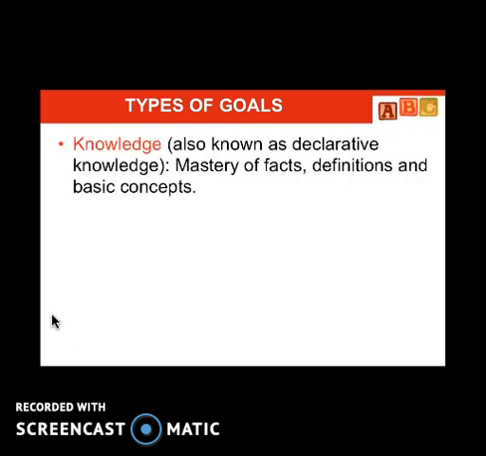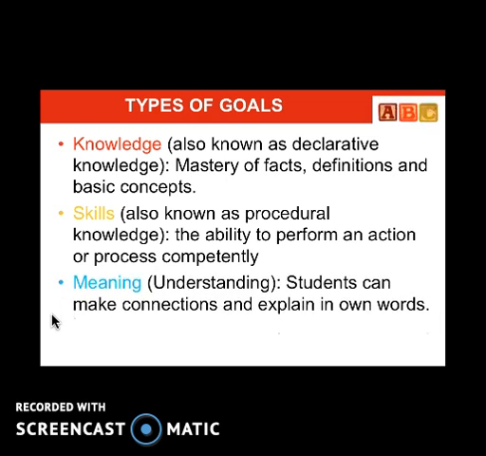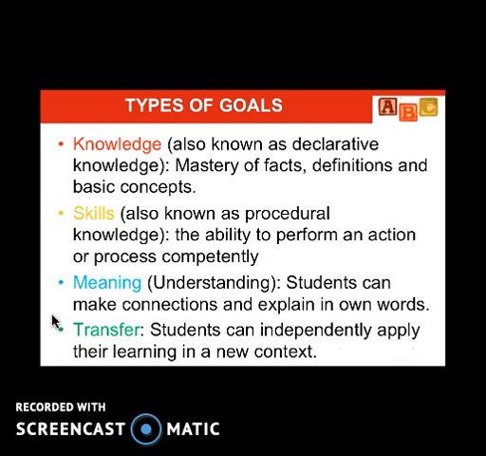Okay, so we went through this last time. So knowledge is just declarative knowledge. Skills, procedural knowledge, can you do what's expected? Meaning, students make connections and explain things in their own words. And if you're familiar with SBG, this is very similar to that in terms of how that's being applied. It also meets Bloom's taxonomy in terms of transfer. Can students independently learn it and add it to a new context?